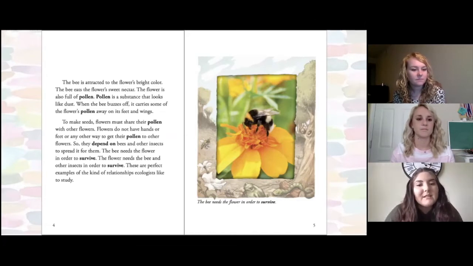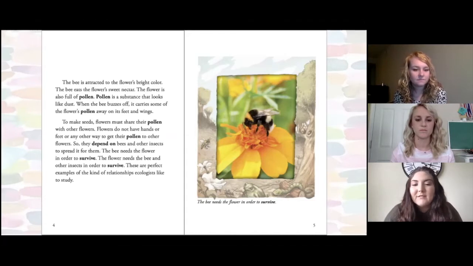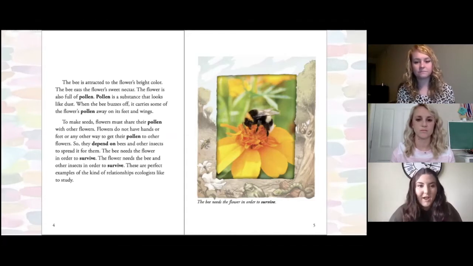The bee needs the flower in order to survive. The flower needs the bee and other insects in order to survive. These are perfect examples of the kind of relationships ecologists like to study. Let's read the caption. The bee needs the flower in order to survive.